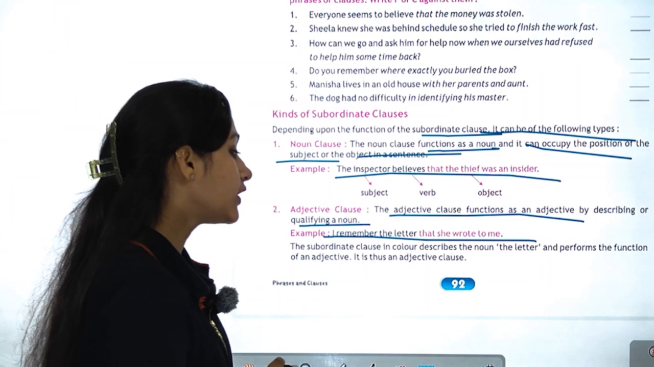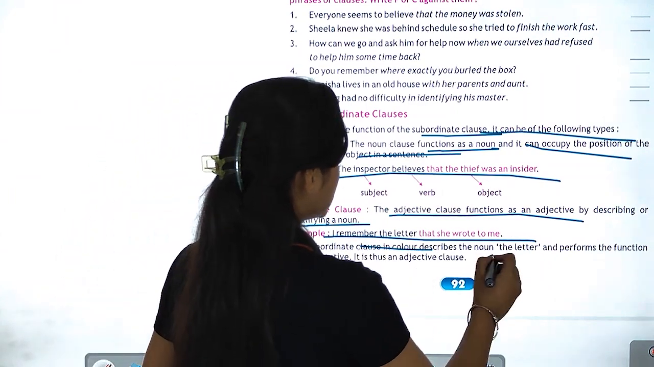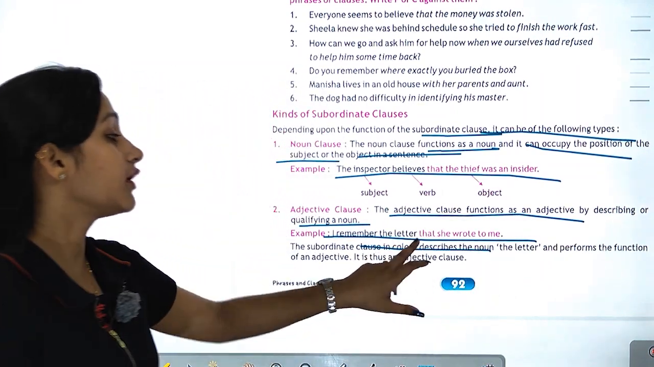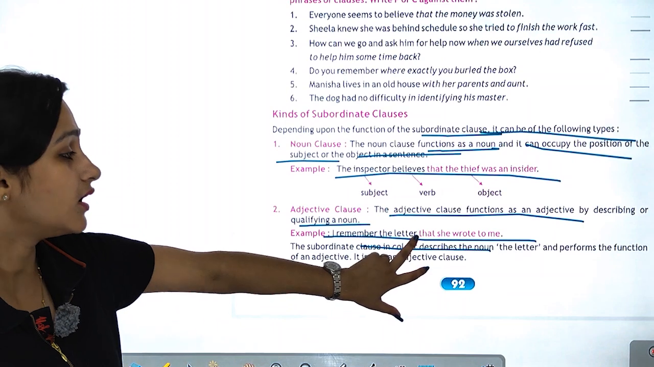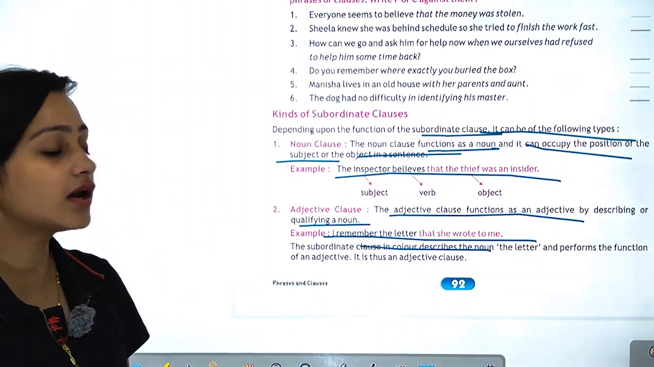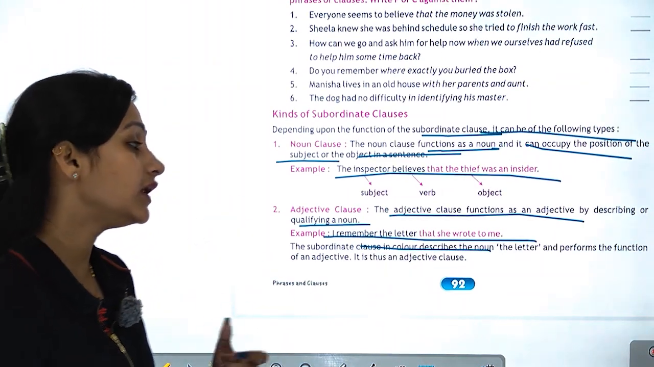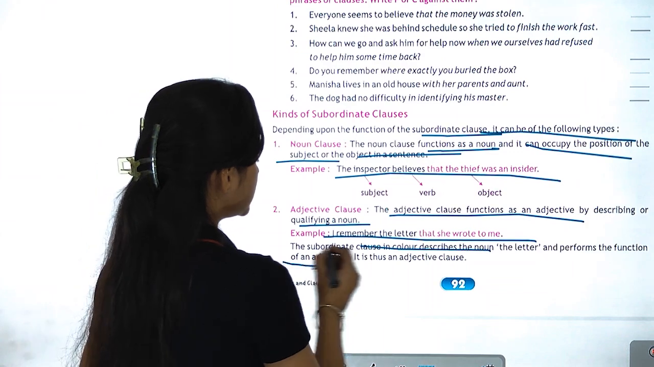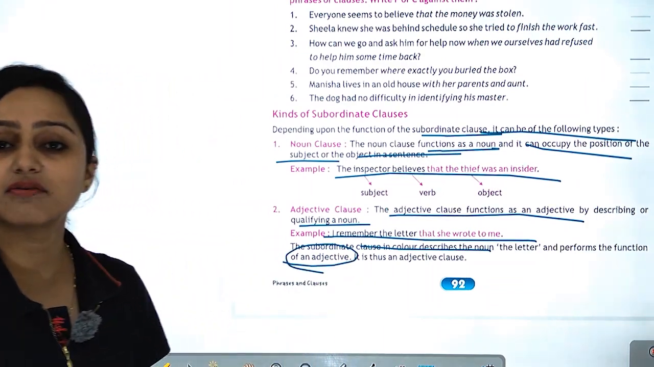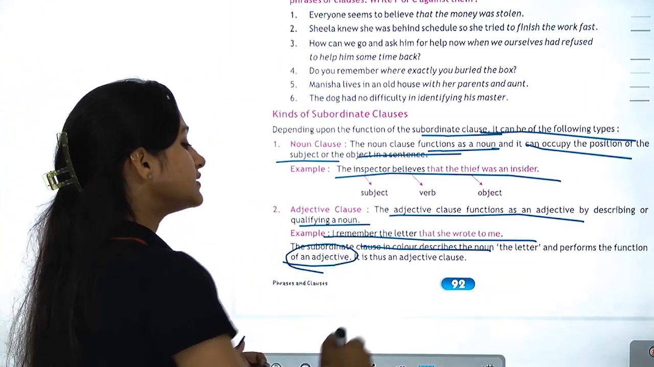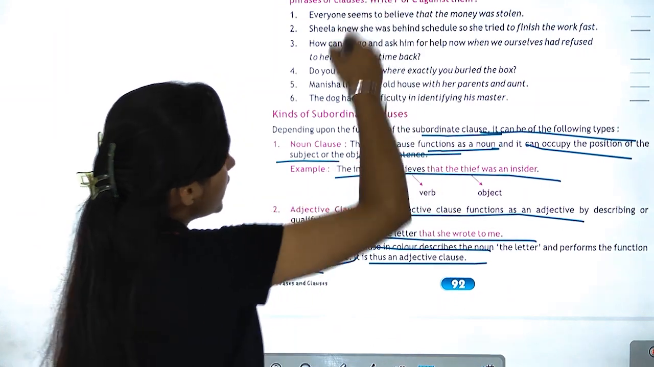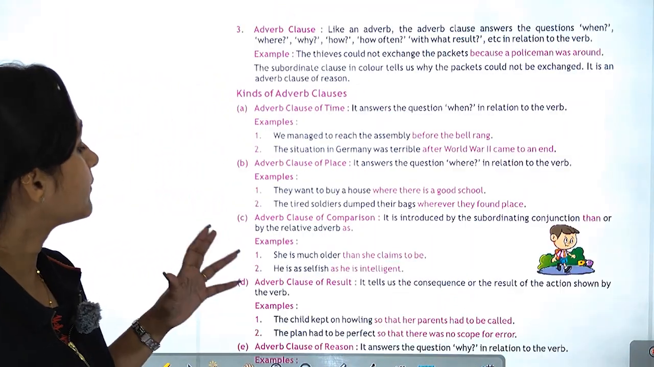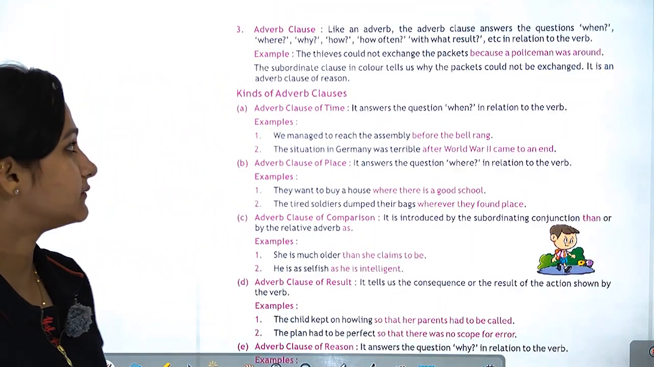So the subordinate clause in color describes the noun. जो subordinate clause है हमारा color में क्या describe कर रहा है? Noun जो हमारा letter है, the letter, and performs the function of an adjective. और किसकी function perform कर रहा है? Adjective की function perform करता है. Thus it is an adjective clause. इसलिए इसको क्या कहते हैं? Adjective clause कहते हैं. Now adverb clause क्या है?